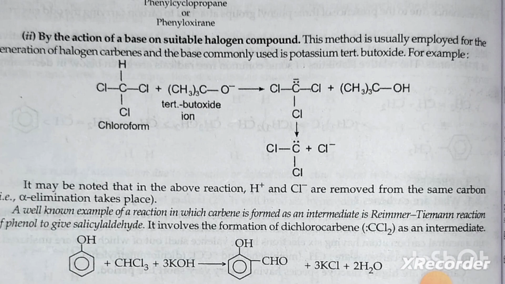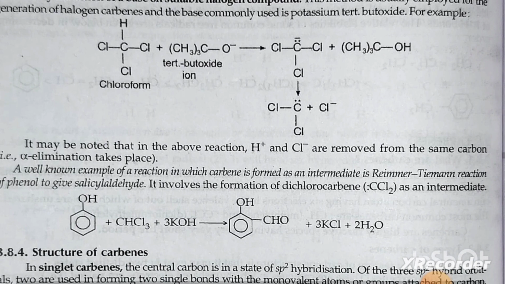A well-known example of a reaction in which carbene is formed as an intermediate is the Reimer-Tiemann reaction of phenol to give salicylaldehyde. It involves the formation of dichlorocarbene CCl2 as an intermediate. Phenol plus CHCl3 plus 3KOH gives rise to salicylaldehyde plus 3KCl plus 2H2O.